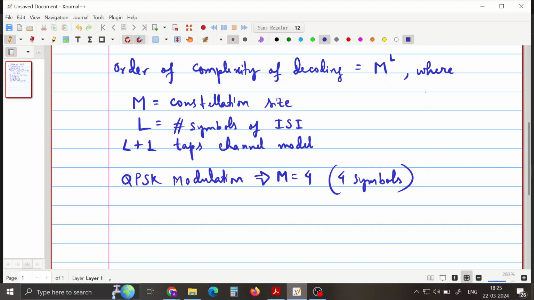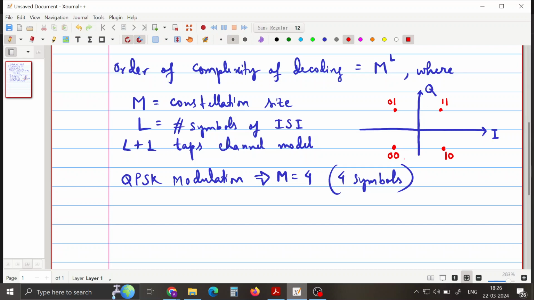Maybe I can draw a rough sketch of the constellation diagram for QPSK. So we have the in-phase axis and the quadrature axis, and the different symbols, let me use a different color here, are located in the 4 different quadrants, and they are all mutually orthogonal. Like this. This you can call 0 0. This one would be 0 1. This is 1 1. This is 1 0.